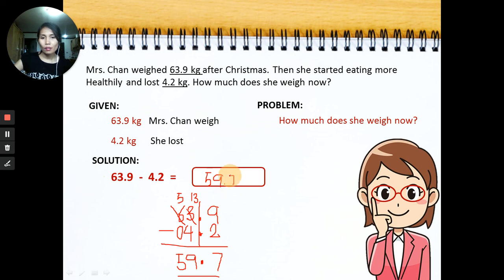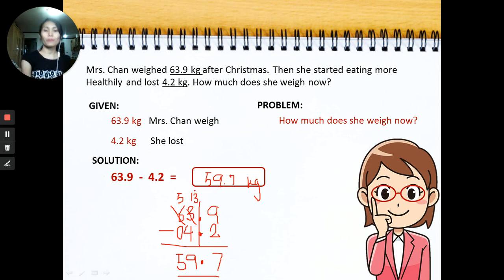59.7 kilogram. Don't forget kilogram. So the weight she has now is 59.7 kilogram. Before she lost weight it was 63, but she lost 4 kilos, so it's 59.7 kilograms.